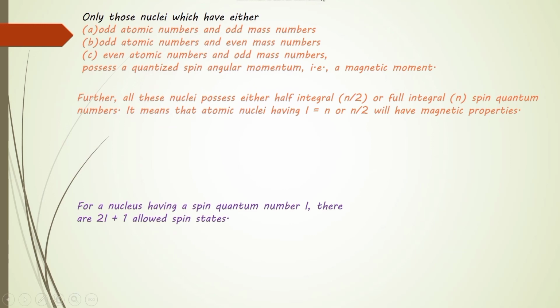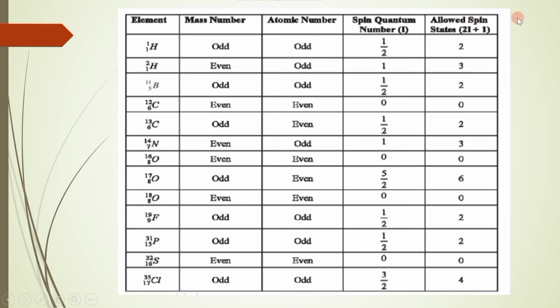Allowed spin states will be 2I plus 1. If I is equal to 0, then the spin state is 1. If I is equal to 2, then it will be 5. If I is equal to half, then it will be 2. So here is the list of elements with spin quantum number and allowed spin states.